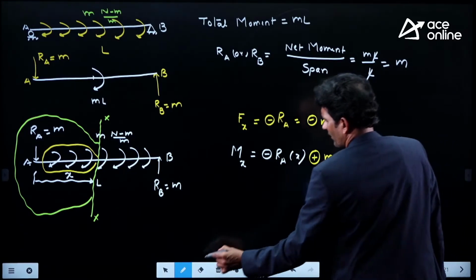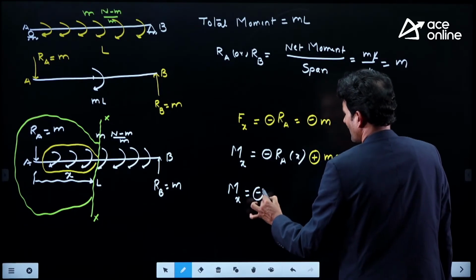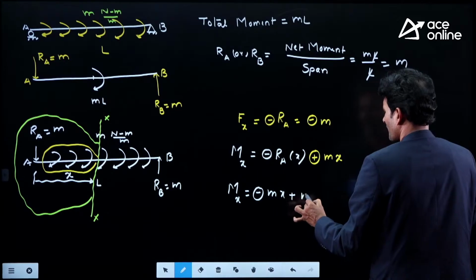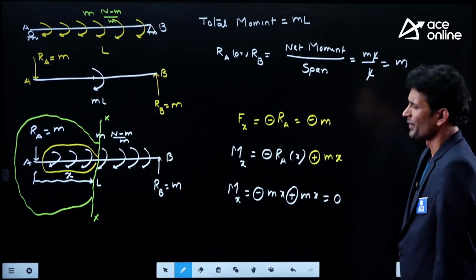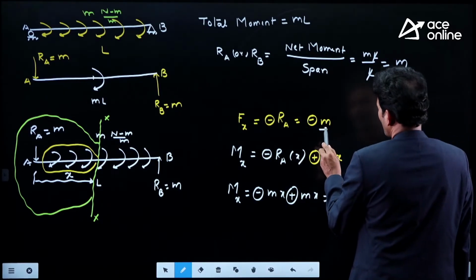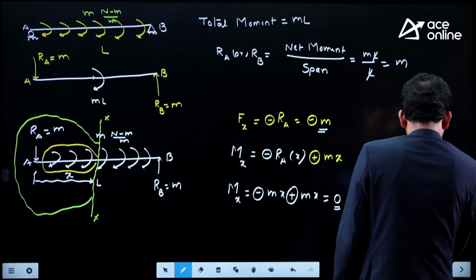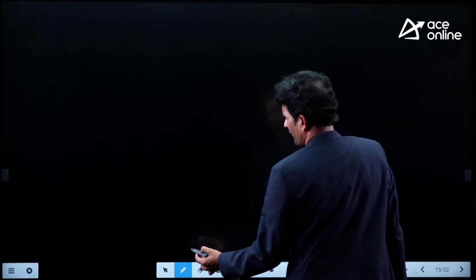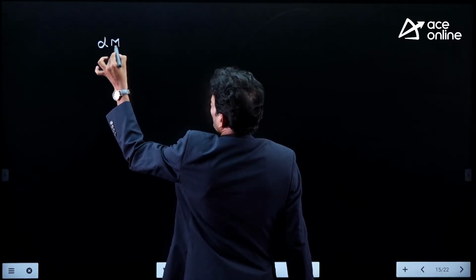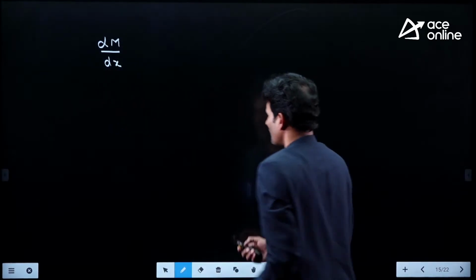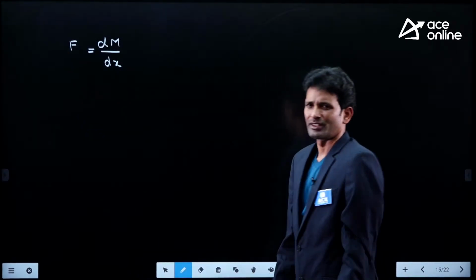This is the bending moment available at our selected section. What is the RA value, my dear friend? The bending moment is M minus Mx plus Mx, which should be equal to 0. In this particular case, shear force is available, but the bending moment is 0. Now, try to apply that relation, dM divided by dx. The relation given is F equal to dM divided by dx.